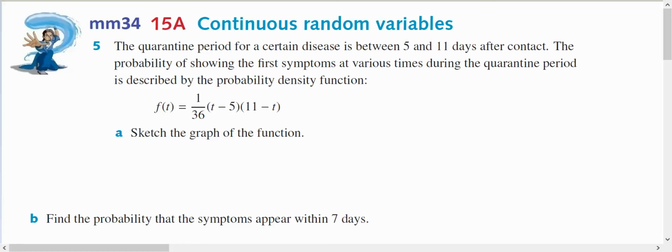This is for Year 12 Methods. It comes out of Chapter 15, 15A, question number 5. So we had this quarantine period for a certain disease between 5 and 11 days.